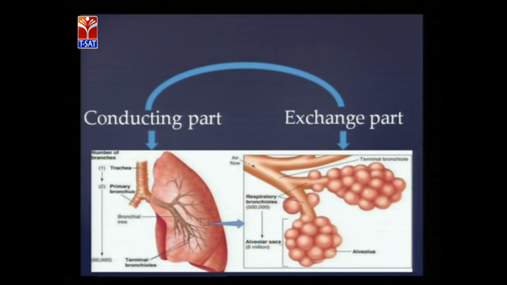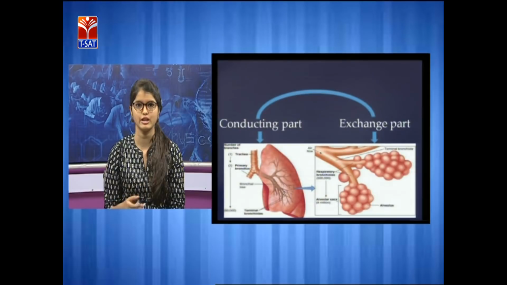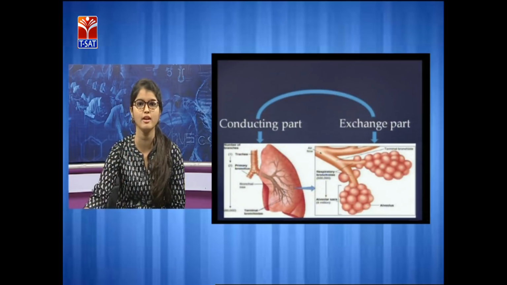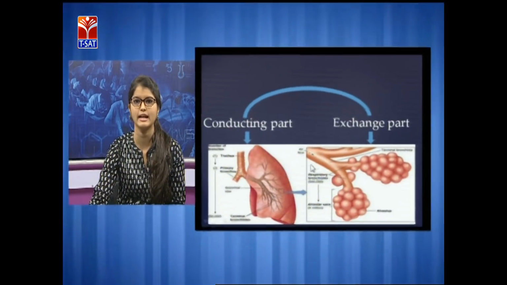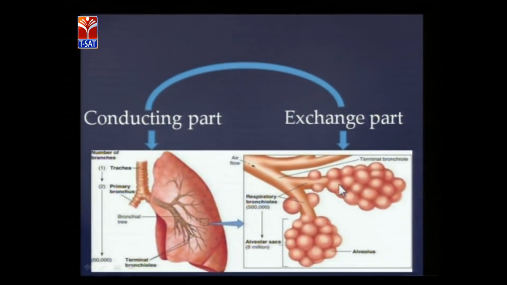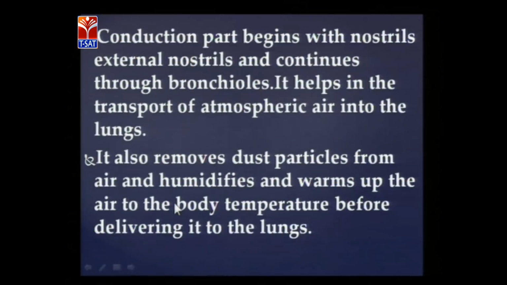Now, as a whole, the respiratory system consists of the structures from the external nostrils to the alveoli, and this respiratory structure is divided into a conducting part and an exchange part. The exchange part includes the alveoli, where most of the exchange of gases takes place. The conducting part begins with the nostrils and continues through the bronchioles. It helps in the transport of atmospheric air.